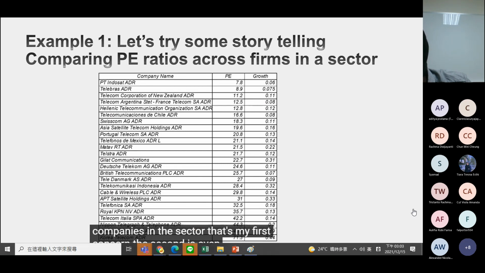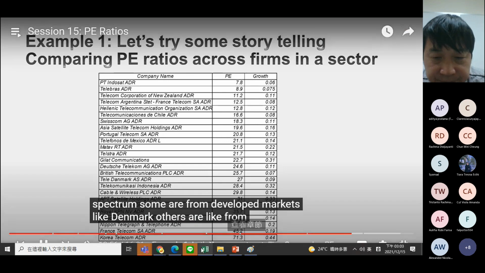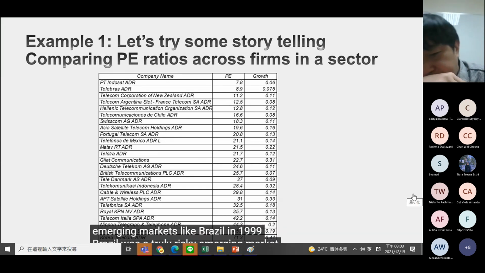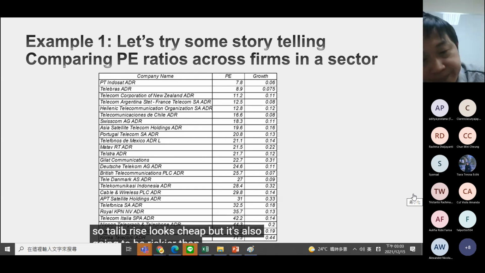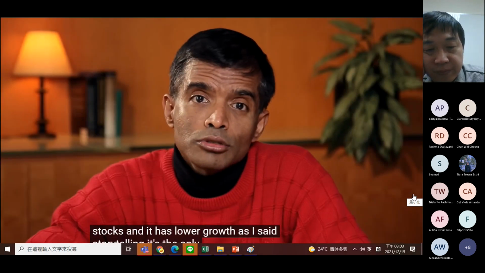The second is, even though these are all foreign ADRs, they range the spectrum. Some are from developed markets, like Denmark. Others are from emerging markets, like Brazil. And in 1999, Brazil was a truly risky emerging market. So Telebras looks cheap, but it's also going to be riskier than the other stocks, and it has lower growth. As I said, storytelling gets you only so far.